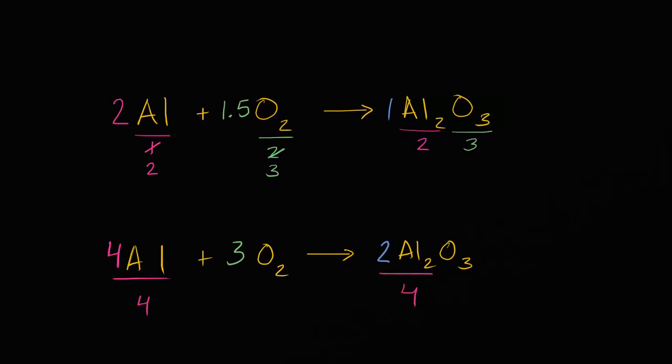How many oxygens do I have on the left-hand side? I have 3 molecules of dioxygen. Each molecule has 2 oxygen atoms. So I have 6 oxygens on the left. And I have 2 times 3 oxygens on the right, or I have 6 oxygens. So my chemical equation is now balanced.